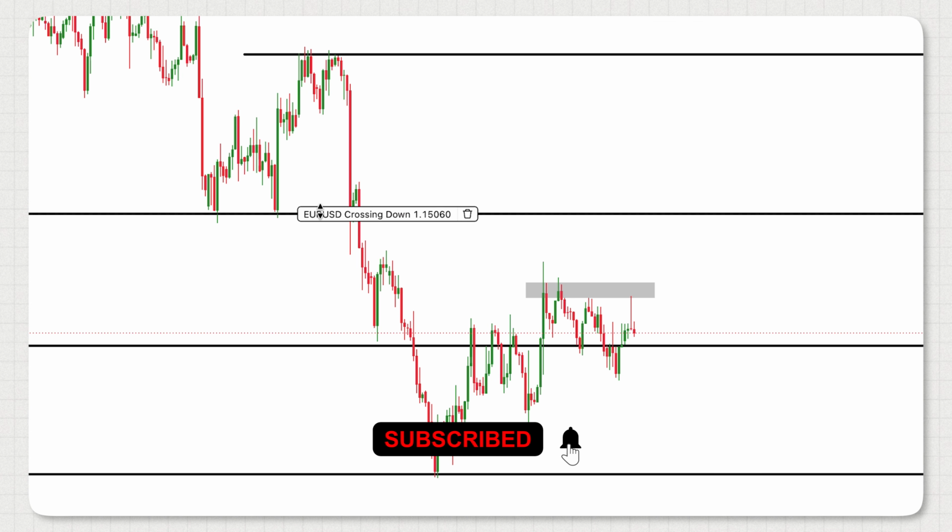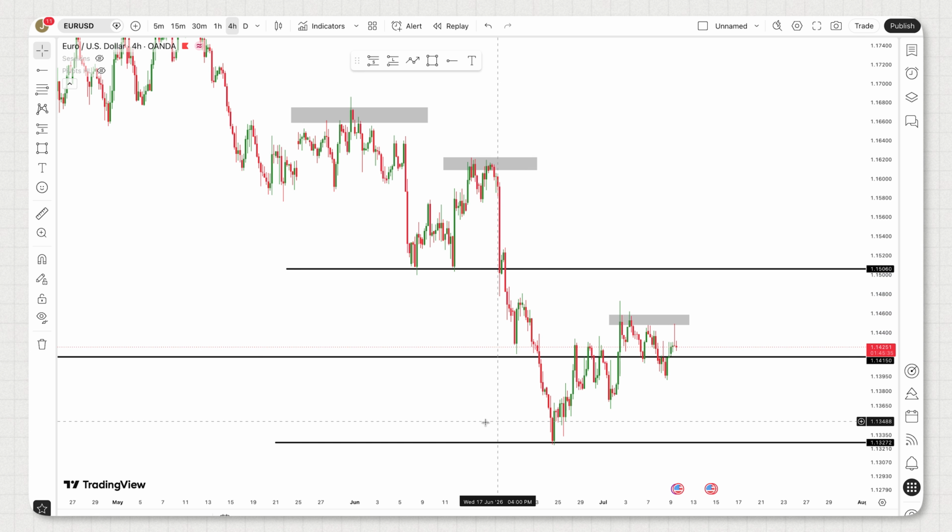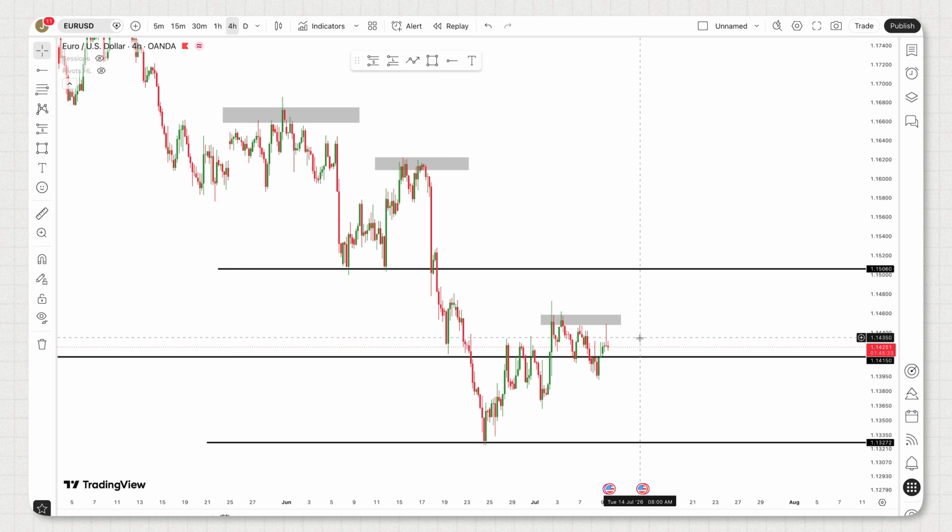And as you can see, it says EURUSD crossing down at 1.15060. But yeah, that's how you set alerts on TradingView if you guys needed a brief example of that. So let's do one more pair for you guys before we conclude this video, just to make sure that you guys have understood what I'm saying.